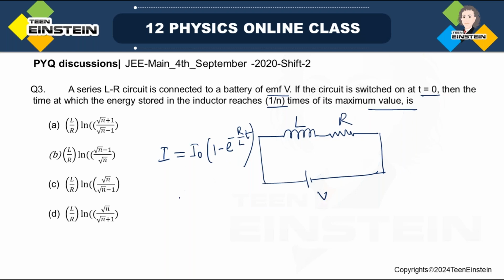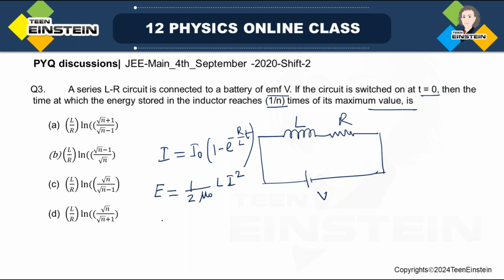All right. So now again we know the energy stored in the inductor. Energy stored in the inductor is E is equal to half, here mu will be there, then L I square.